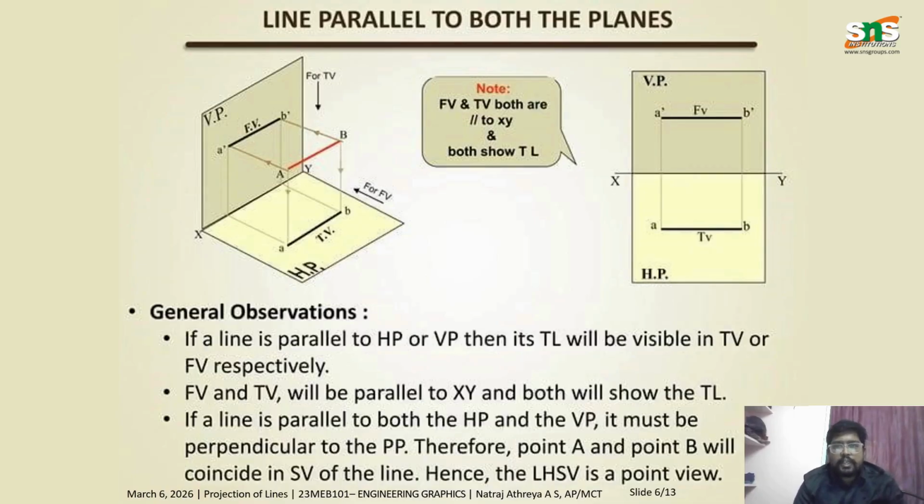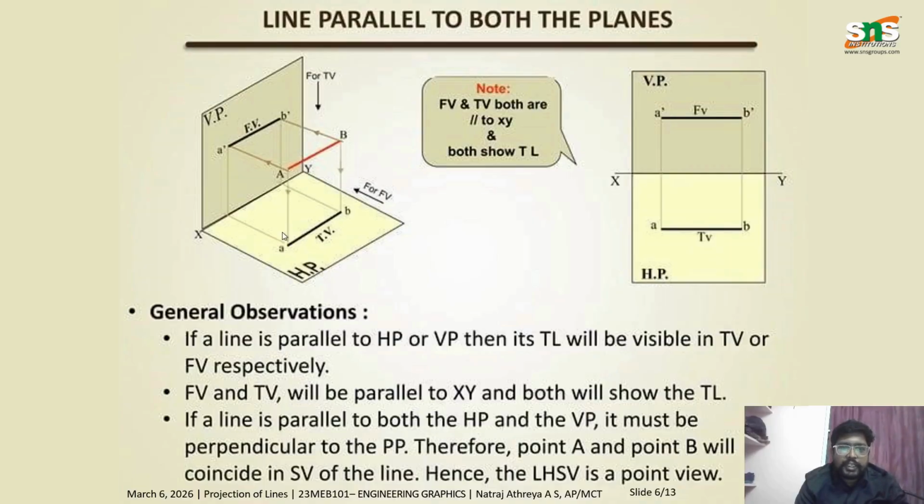So, a line parallel to both planes, the first one. You see this line, the line AB, with point A and point B. When these two are connected, the line is parallel. This line is parallel to the horizontal plane, and parallel to the vertical plane also.